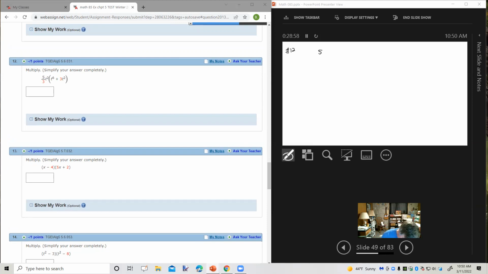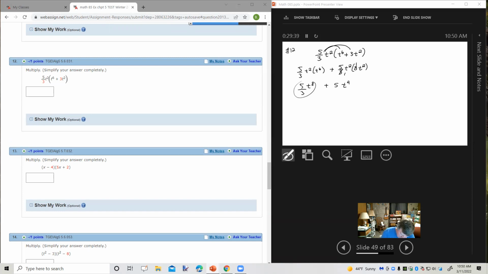Multiply 5/3 t squared times the quantity t to the 6th plus 3t squared. So we're going to distribute. We'll get 5/3 t squared times t to the 6th plus 5/3 t squared times 3t squared. Simplifying the first product, we get 5/3 t to the 8th. And then the second product, the 3's will reduce down, plus 5t to the 4th.